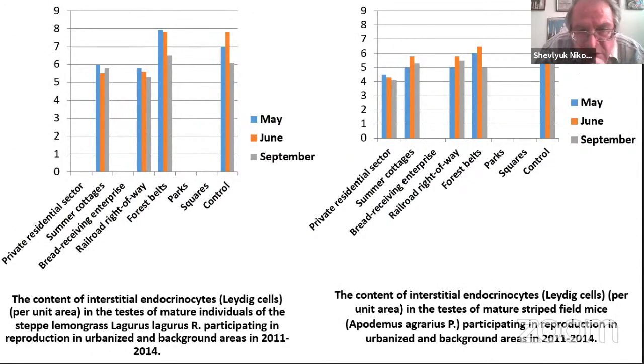This is the next animal, and this slide shows the number of endocrinocytes in the interstitial tissue. The interstitial endocrinocytes of the testes work in a very interesting way. Secretory activity in these cells increases before the reproduction period, decreases after it, and increases again before hibernation, if the animal must hibernate. This slide shows the destructive changes in Leydig cells in many town territories.